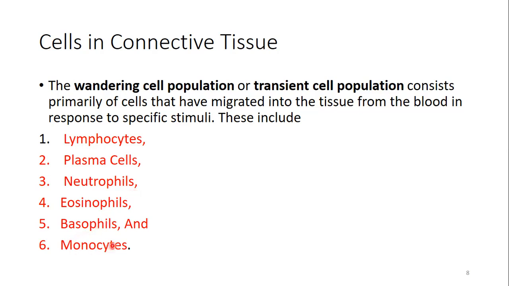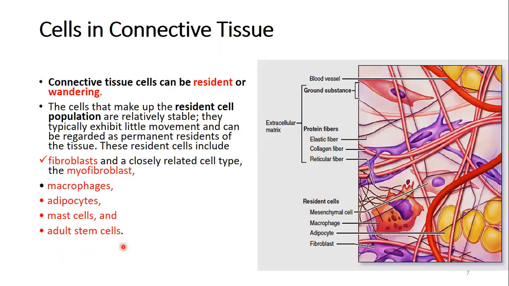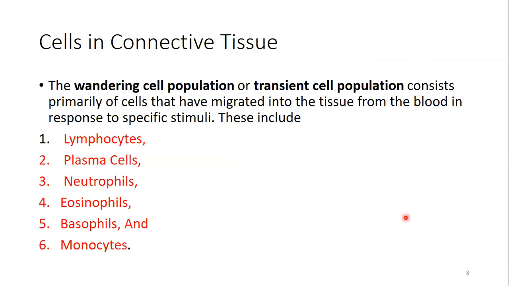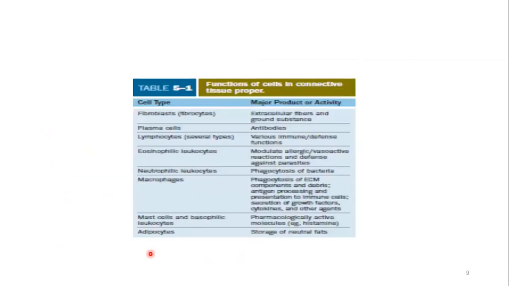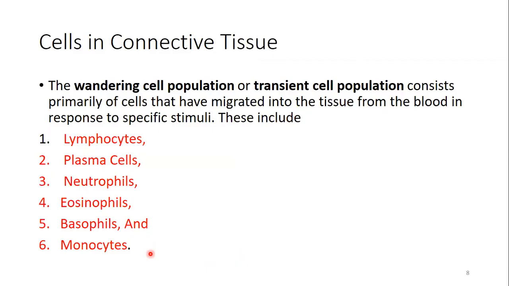Then the last population of cells that will be found in connective tissue only at specific times are monocytes. Now, monocytes are cousins with macrophages. They come from the same parents, monoblasts. So monoblasts will give us macrophages and monocytes. The only difference is that macrophages are found in tissues, whereas monocytes are found in blood. But the function is the same: engulf and destroy any foreign cell or dying cells. So they are scavengers.